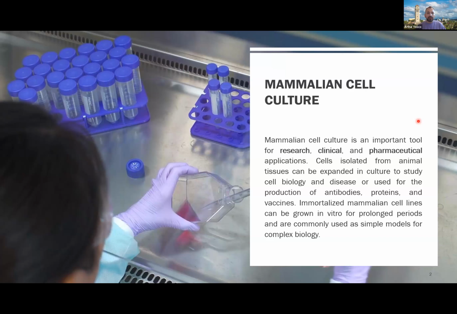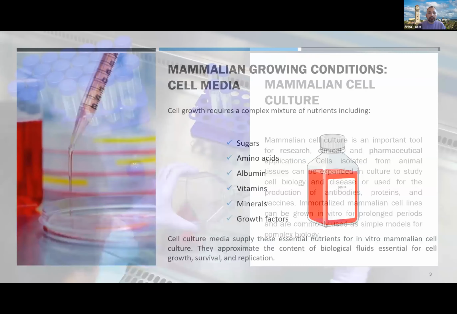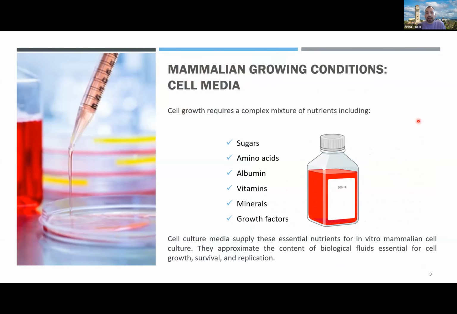However, there are other types of cell lines that are immortalized. What that means is that they have been manipulated in order for you to be able to use them over a longer extent of time. So immortalized mammalian cell lines can be grown in vitro for prolonged periods and are commonly used as simple models for complex biology. And so I want to provide you a little bit of the context of what it requires for you to grow cells in a given environment.